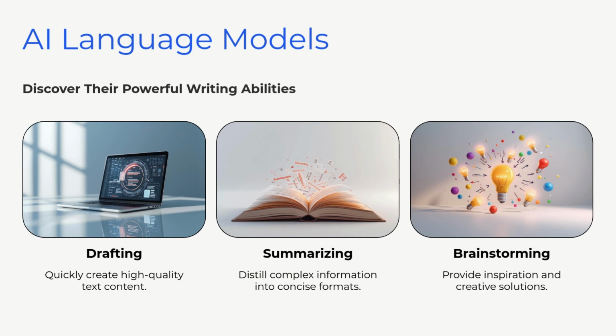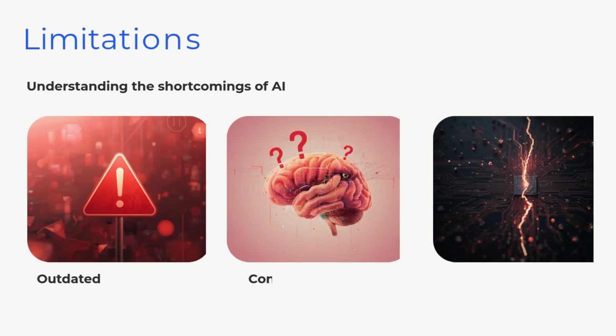Okay, so what is it great at? First, drafting. You give it a goal and structure, and it can produce a solid first version fast. Second, summarizing. It can compress long content into key points. Third, brainstorming and templates. Outlines, scripts, variations, hooks, and frameworks. Think of it as a speed multiplier for creating first drafts.